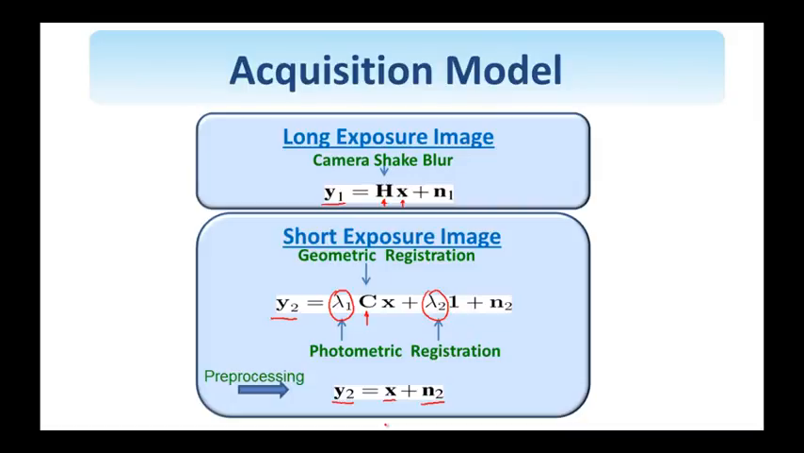So the problem at hand in this dual exposure problem is to utilize the two observations, Y1 long exposure and Y2 short exposure, and obtain an estimate of the blur and an estimate of the original image X. In principle, the techniques we covered so far in class could be utilized to solve this particular problem.